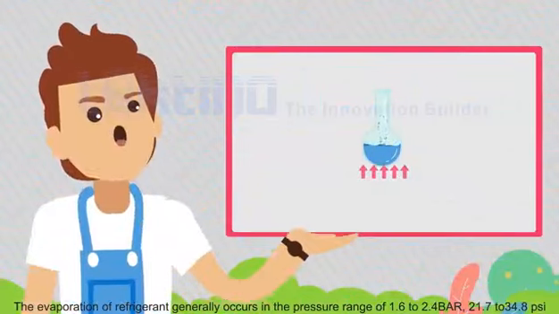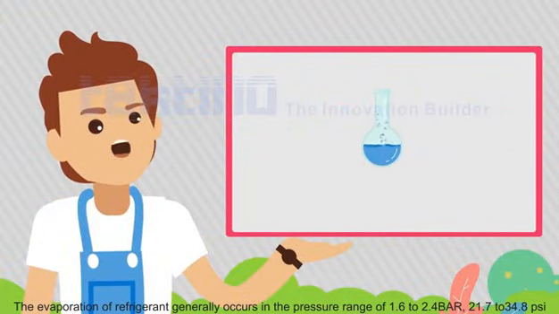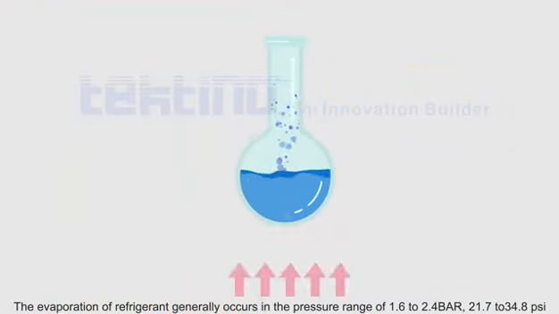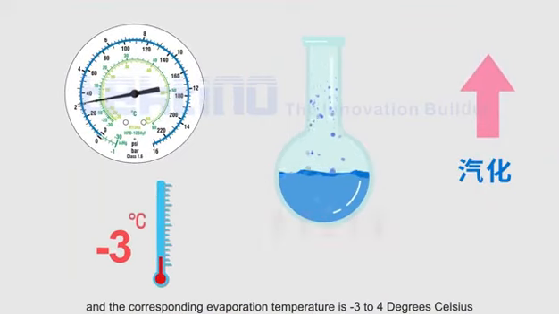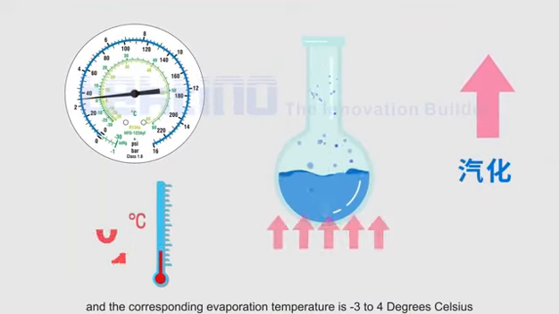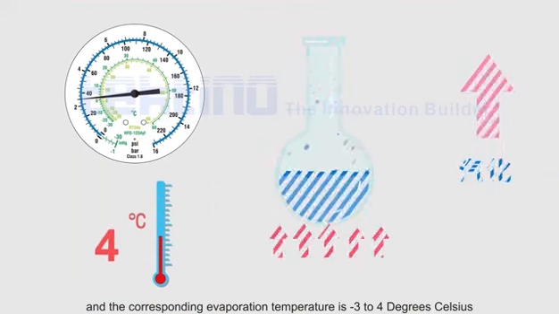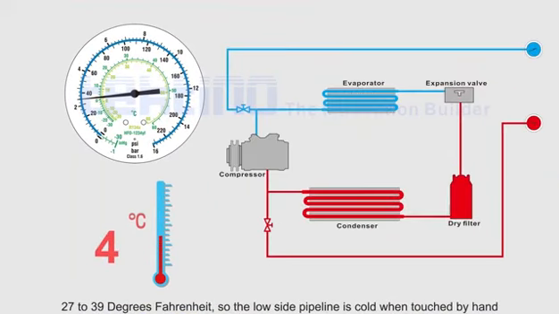The evaporation of refrigerant generally occurs in the pressure range of 1.6 to 2.4 bar, 21.7 to 34.8 psi, and the corresponding evaporation temperature is -3 to 4 degrees Celsius, 27 to 39 degrees Fahrenheit, so the low-side pipeline is cold when touched by hand.